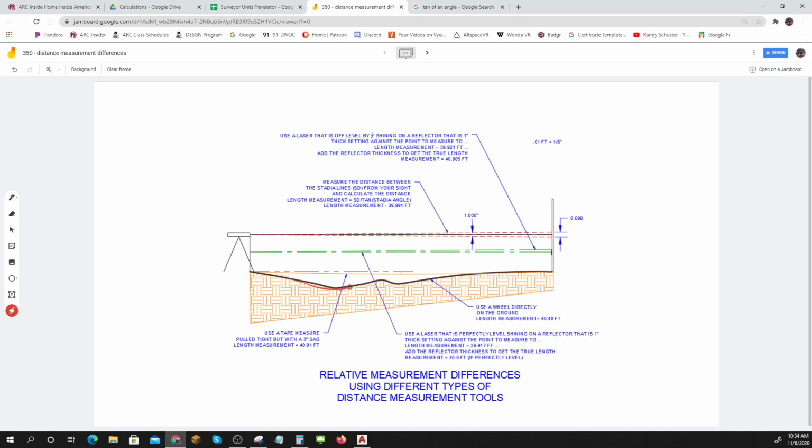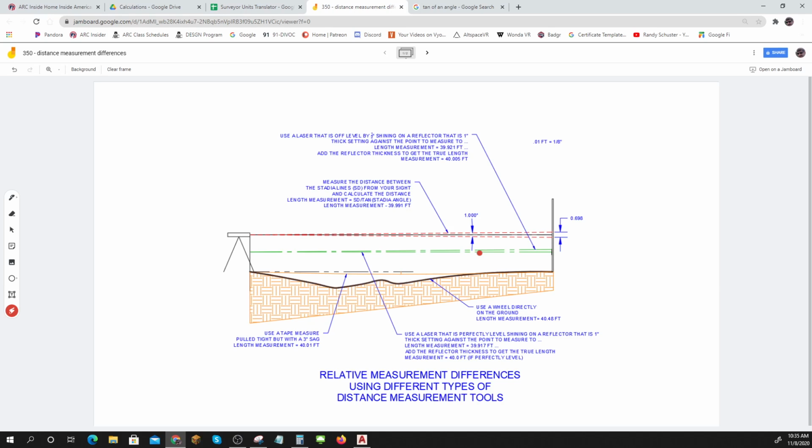The wheelie measurement, if you're not very level, can be off by quite a bit. The tape can be off if you've got sag or if it's going over something. Your laser can be off if it's a long distance and you're not very level, but your laser really is your best tool if you can invest in a laser. You do need a good, powerful laser if it's going to work during the day.